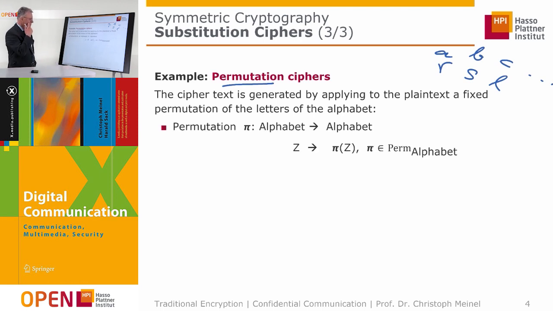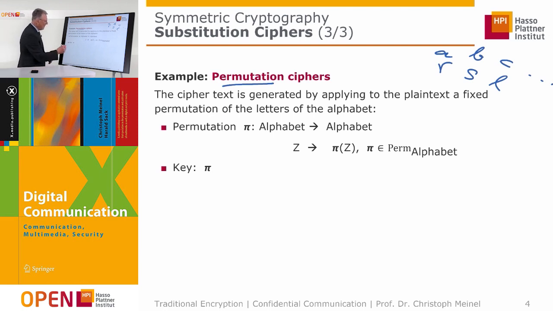So a permutation is a function which assigns each letter of the alphabet another letter in the alphabet. It needs to be a bijective function. That means all letters have an origin letter. So the letter Z is assigned to P of Z, and P is a permutation over all the letters of the alphabet.